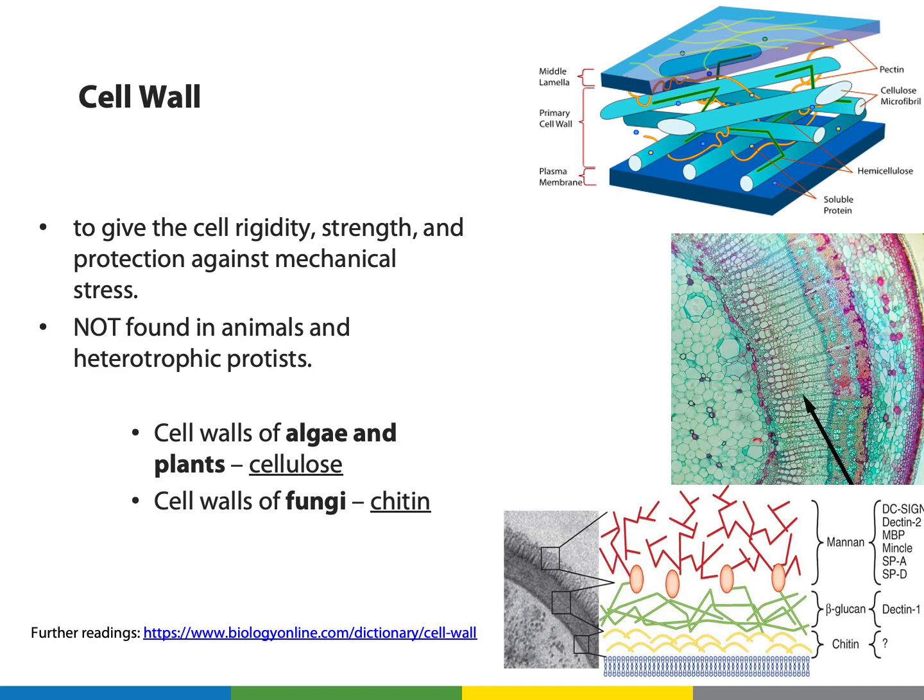The cell walls of algae and plants are made primarily of cellulose. Okay? Cellulose is also found in some of the structures of prokaryotic organisms. The cell wall of fungi is made up of the polysaccharide chitin, which is not found in the cell wall of any other microorganisms. Chitin has a similar structure to the cellulose, and is found in the exoskeletons of crabs. Okay?